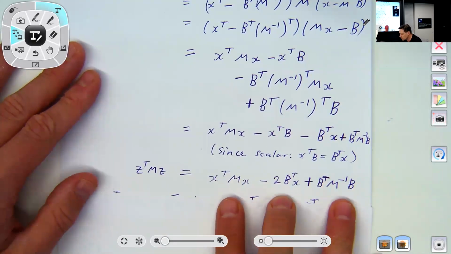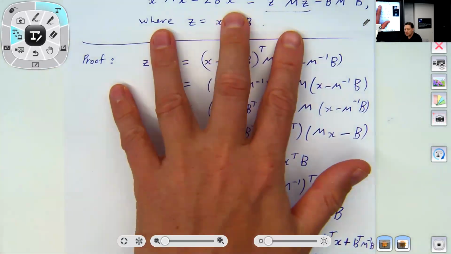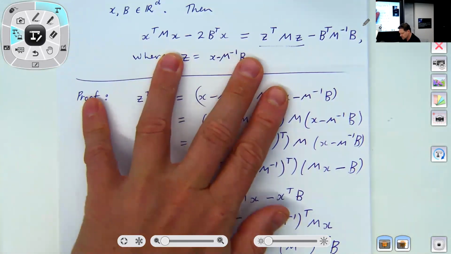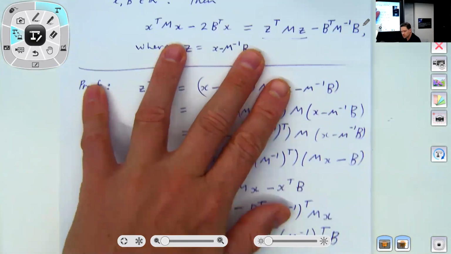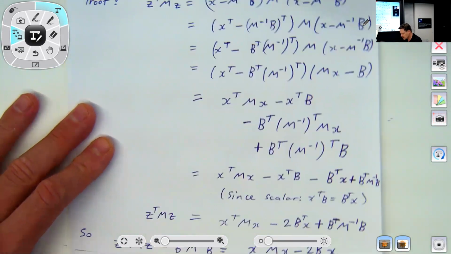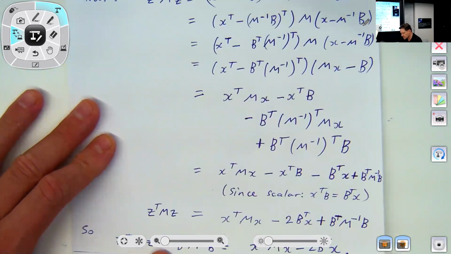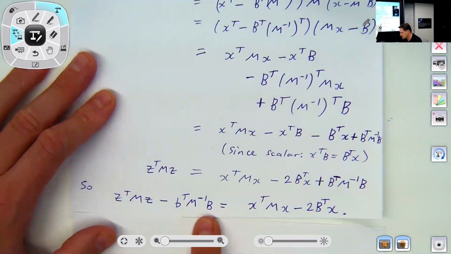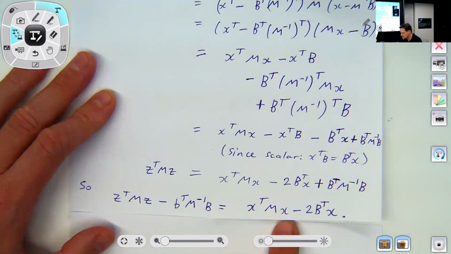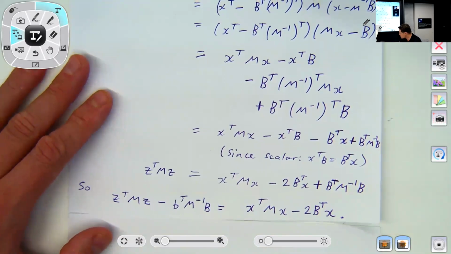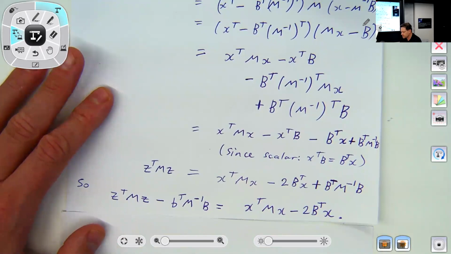At this point, we can begin to compare with what we have up the top. All we have to do now is rearrange. So we take this one on the far right to the left-hand side, subtracting. That gives us Z transpose M times Z minus B transpose M inverse times B is equal to X transpose MX minus 2 B transpose X. This is a result that we're going to use in the next task.